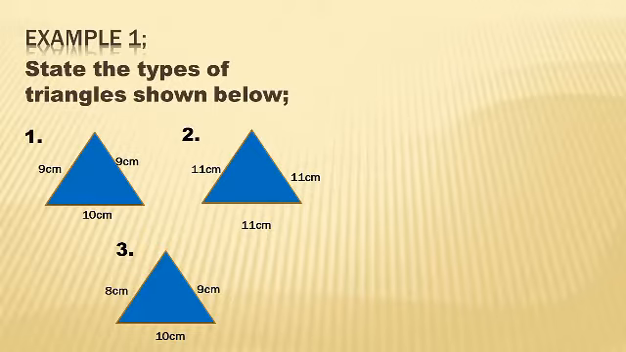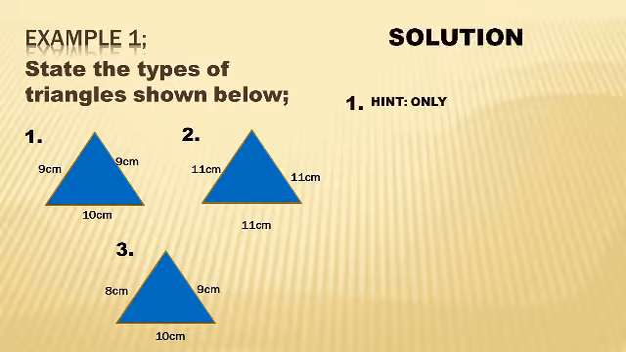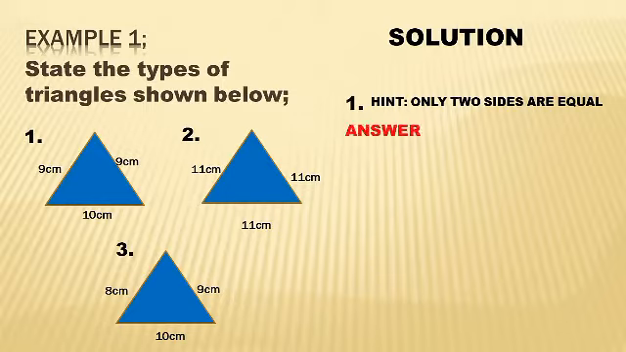Number 1, we have a triangle in which two sides are equal, 9 centimeters, 9 centimeters, and only the third side is different. Now, remember that I said the type of triangle in which only two sides are equal is called, I know you have answered it, and if you answered it correctly, applaud yourself. The correct answer is isosceles triangle.